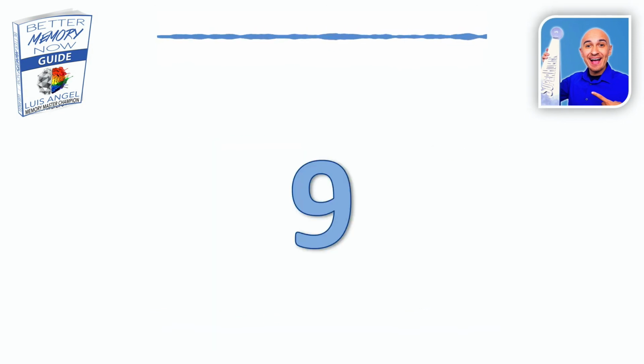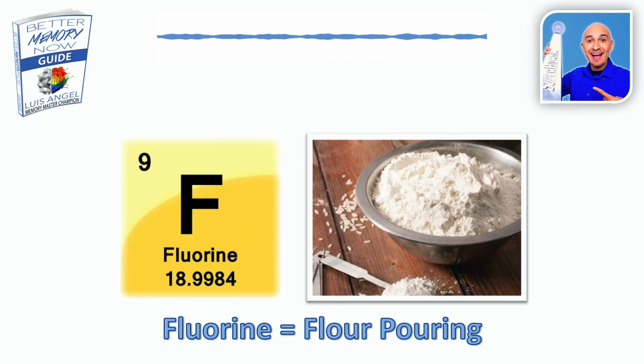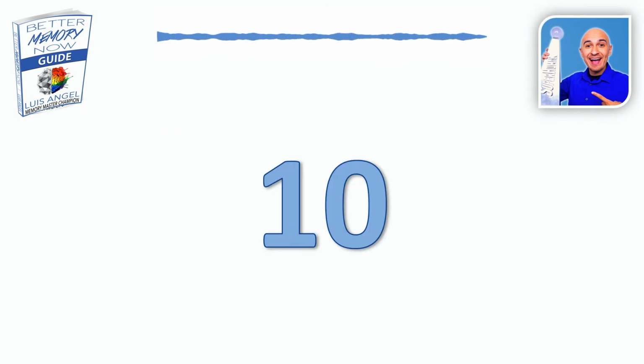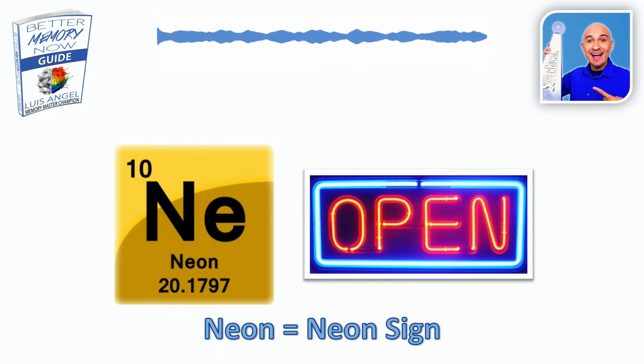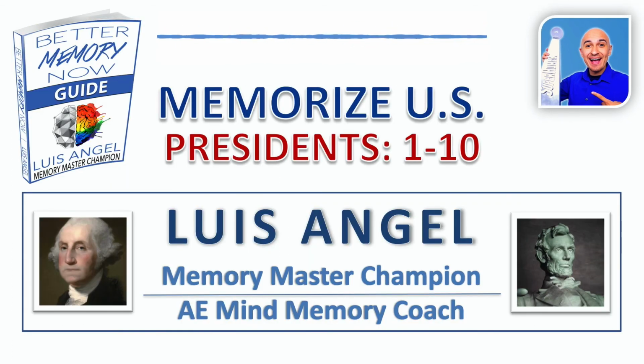Number 9, what was number 9? Go to your 9th location. Bring up the items that you saw here, the images that you saw interacting with the 9th location. We saw flour being poured all over this location. So that is fluorine. Fluorine number 9. And number 10, we see a bright neon sign on the 10th location. Number 10, the 10th element is neon. There you go. You just completed this, the first 10 elements on the periodic table of elements.